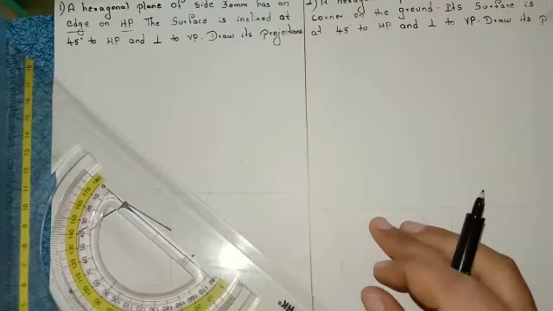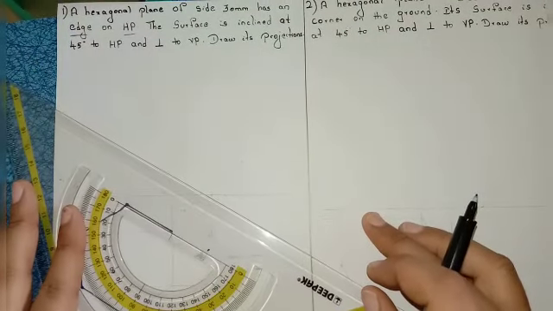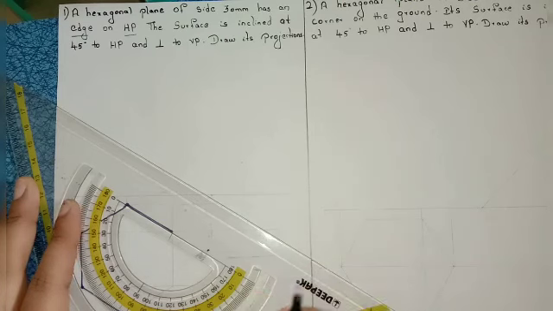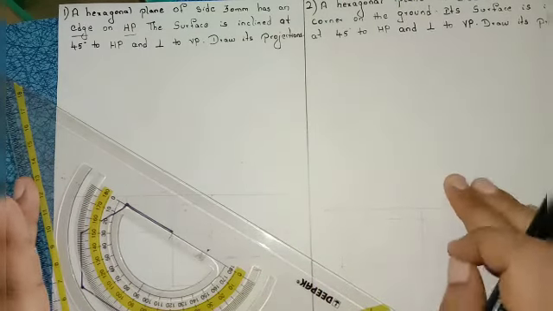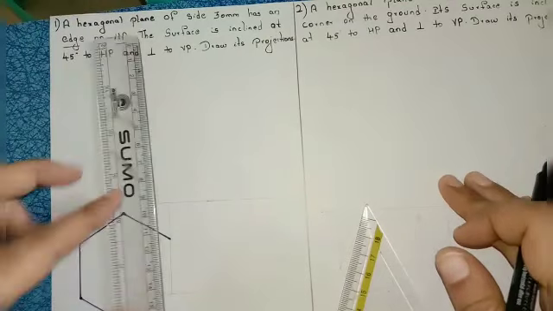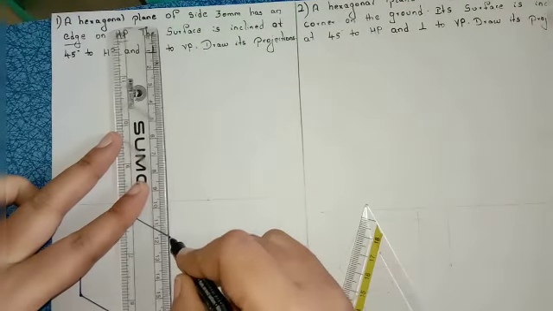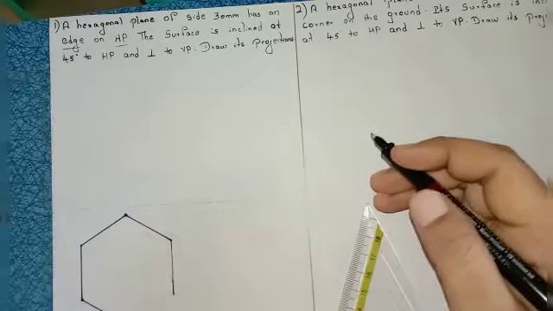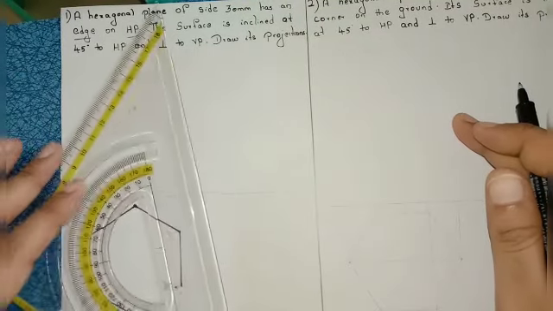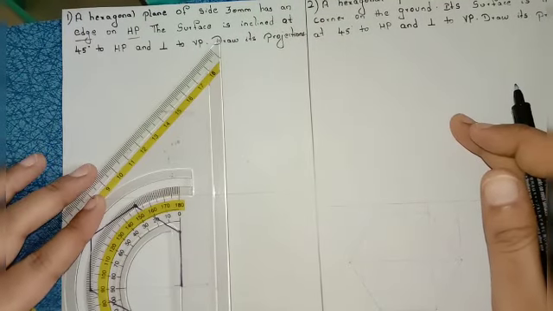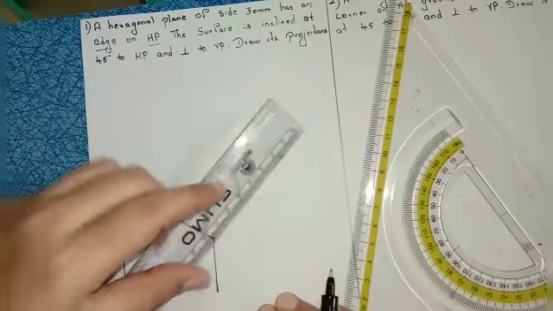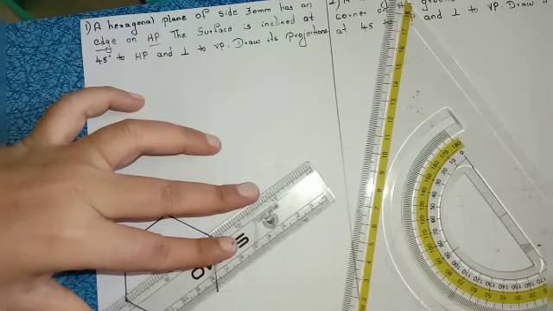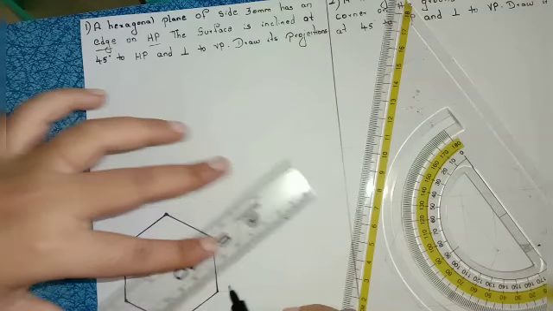Then next, again keep your protractor on that line. Again mark 120 degrees. Length is 30 mm. Again place your protractor on that line and mark 120 degrees. Join this one. The angle for a hexagon is 120 degrees.